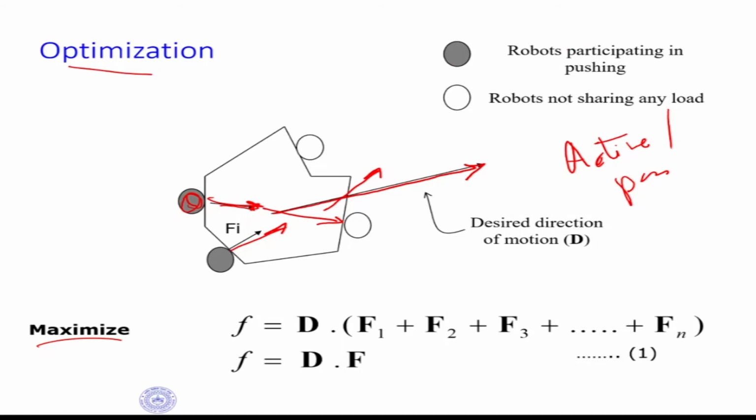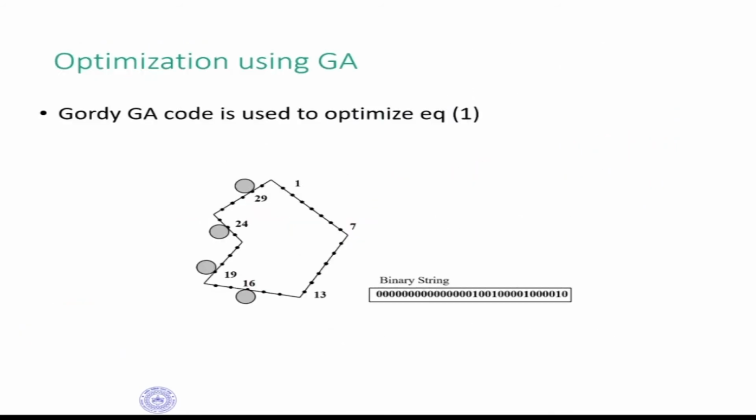So what we are optimizing is this basic function, where d is this direction, the vector d dot f1 plus f2 plus f3. Again, we do exactly the same way. Basically, we use the binary string which indicates where the robot is sitting, and then we make the robots active and passive.